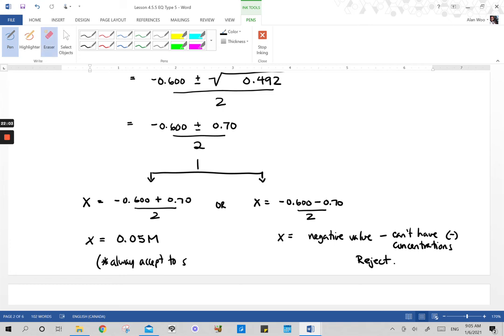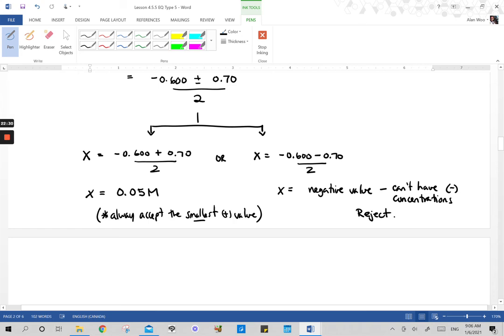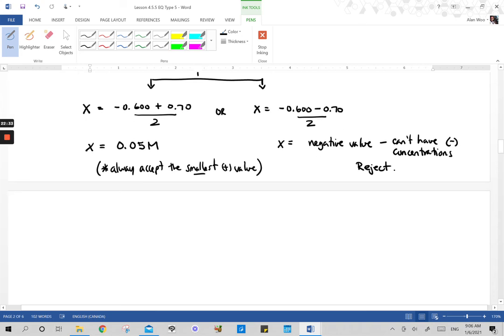Just as a note, always accept the smallest positive value. Okay, so again, if there's a situation where both x values are positive, you always want to take the smallest one. Okay, that's just being a little bit more conservative with our calculations and assumptions. So we're almost done, because once we have x figured out, we can use x to substitute back into our ICE table to find out our equilibrium concentrations.